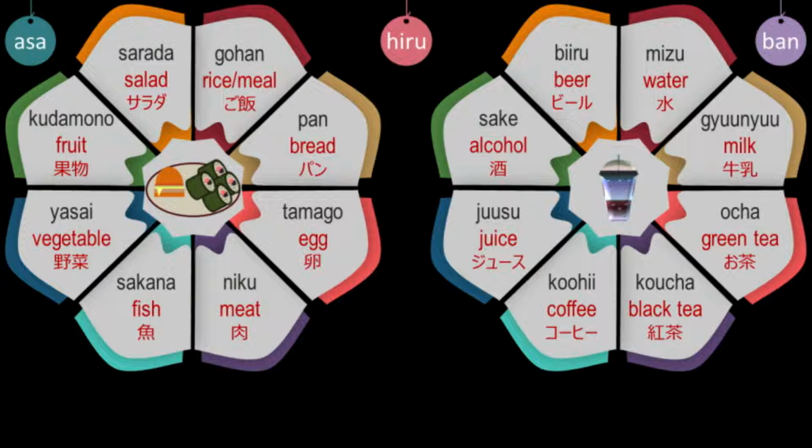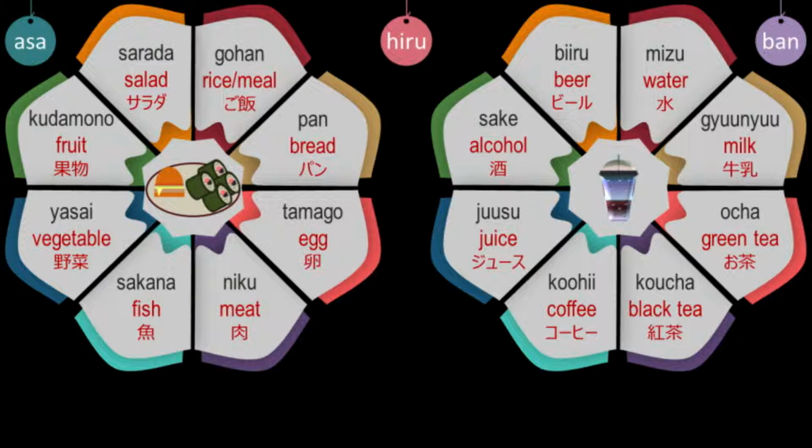Kocha means black tea. Kohi means coffee. Juice means juice. Sake means alcohol or liquor in general. If the polite o is added to sake at the beginning, it will turn to osake. And the last word is biru, which means beer.